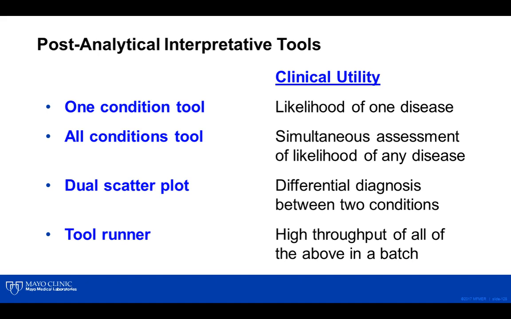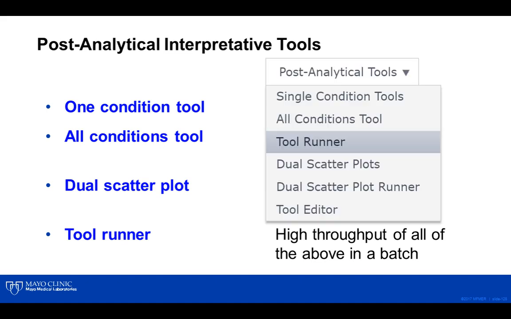Finally, the tool runner is a high-throughput functionality capable of deploying and integrating all the tools already described. Whilst the tool runner is chosen from the menu of post-analytical tools, a batch of approximately 100 samples is processed in less than 5 seconds.